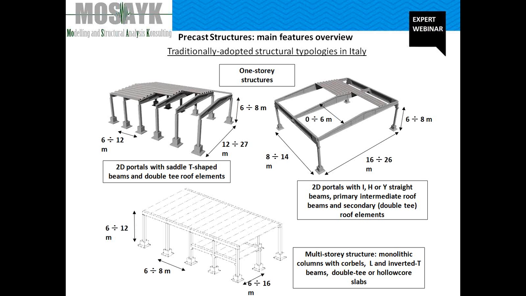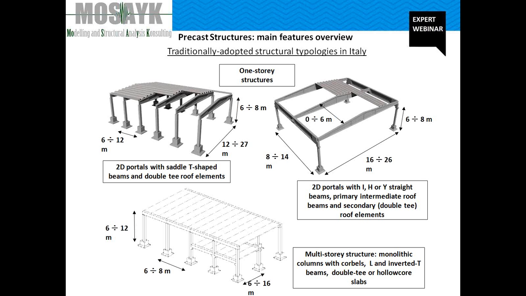One more very common typology, characterized by longitudinal primary intermediate beams which carry the main roof beams, is used in order to cover larger span length. This, let's say, second solution, in comparison to the first one, however, is less efficient in terms of seismic response because of the greater mass of the roof, the number of columns being equal.